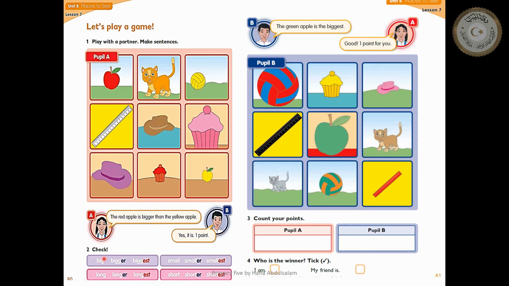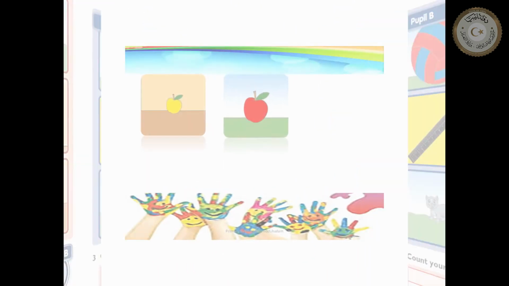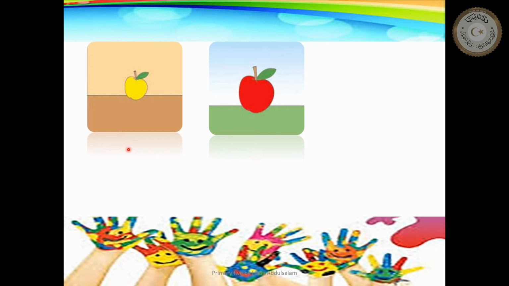We use big. Can we use here big, bigger, biggest, small, smaller, smallest, long, longer, longest, short, shorter, shortest. Ready? So now we are speaking about red apple, yellow apple, and the green apple. We will start. Now, we have here 2 apples. The first one is yellow apple and the second one is red apple.